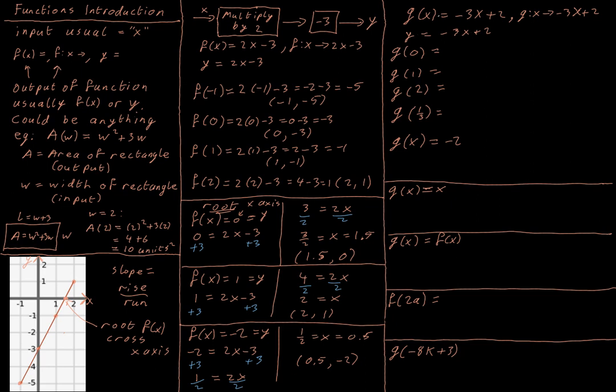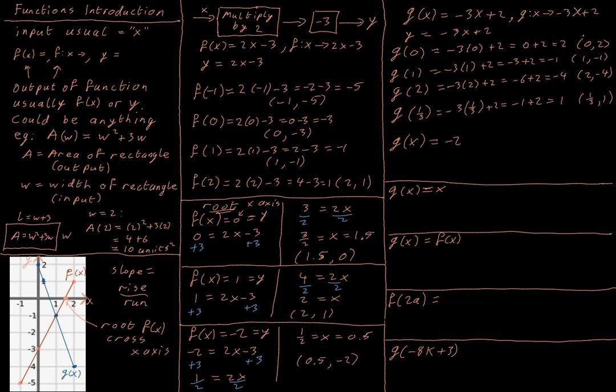Now, g of x. So we have another function, g of x is equal to minus 3x plus 2. So we take our input, multiply it by minus 3, and then add 2 to the result. And these are our different ways that we could write the same thing. So we're going to go through and put in our input of x is 0. And we get 0 plus 2 is equal to 2. So that means we'd get the coordinate 0, 2. And we'll do that for these values.